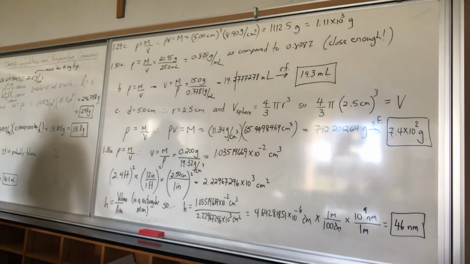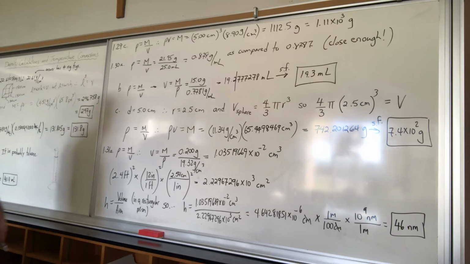130D, no, sorry, that would be C. A spherical ball of lead has a diameter of 5 centimeters. What is the mass of the sphere if lead has a density of 11.34 grams per centimeter cubed? Mind you, the volume of a sphere is 4 over 3 pi r cubed, where r is the radius.